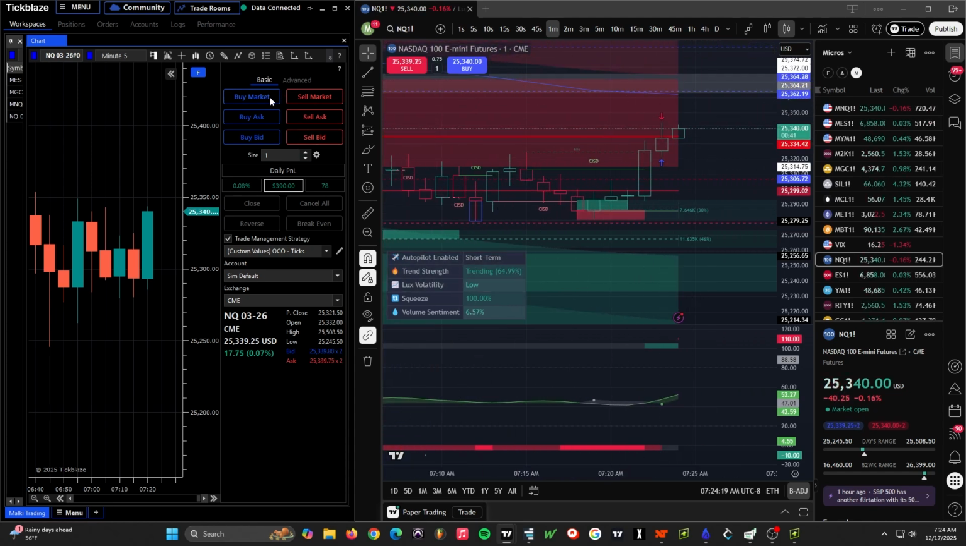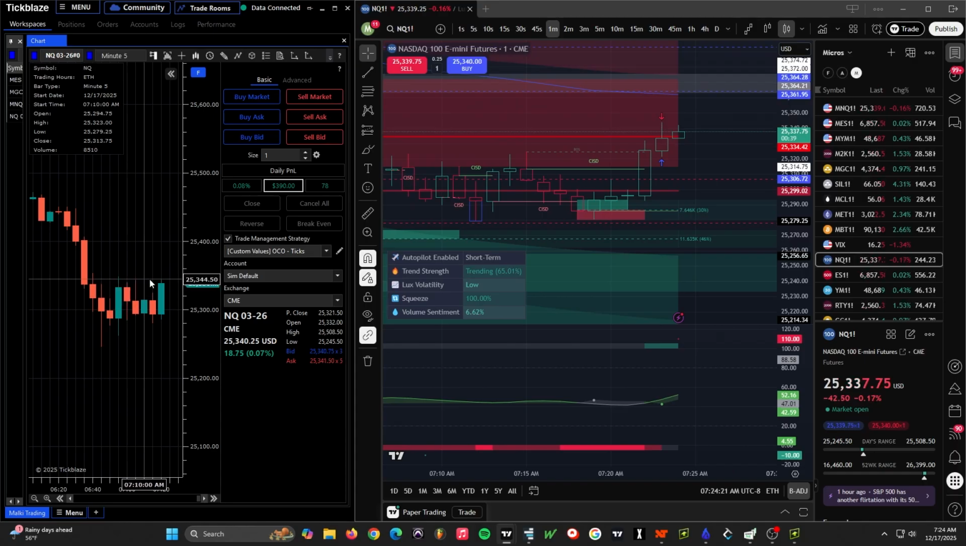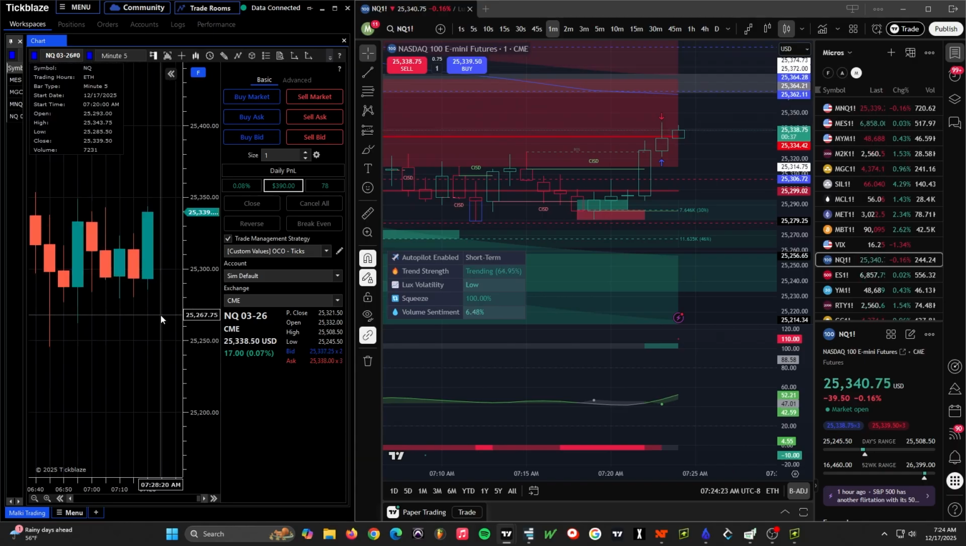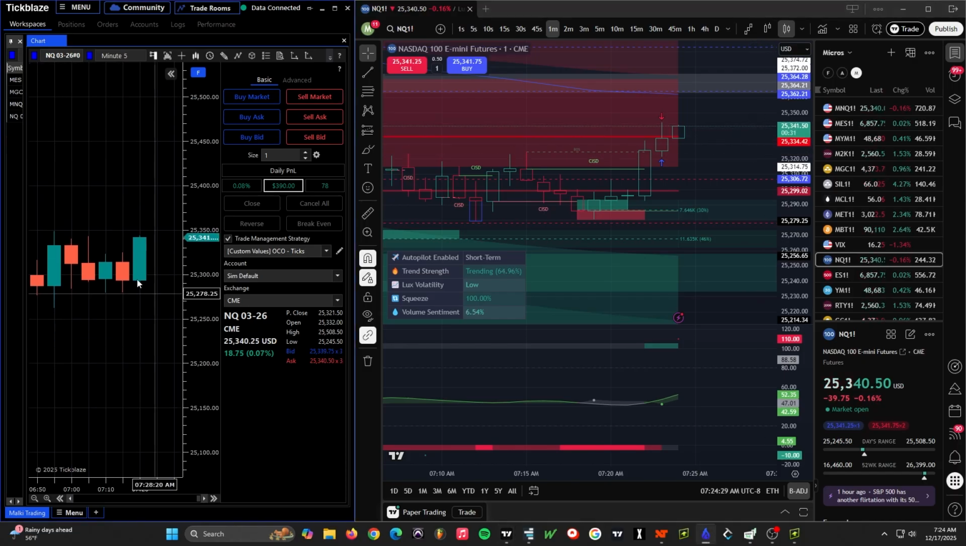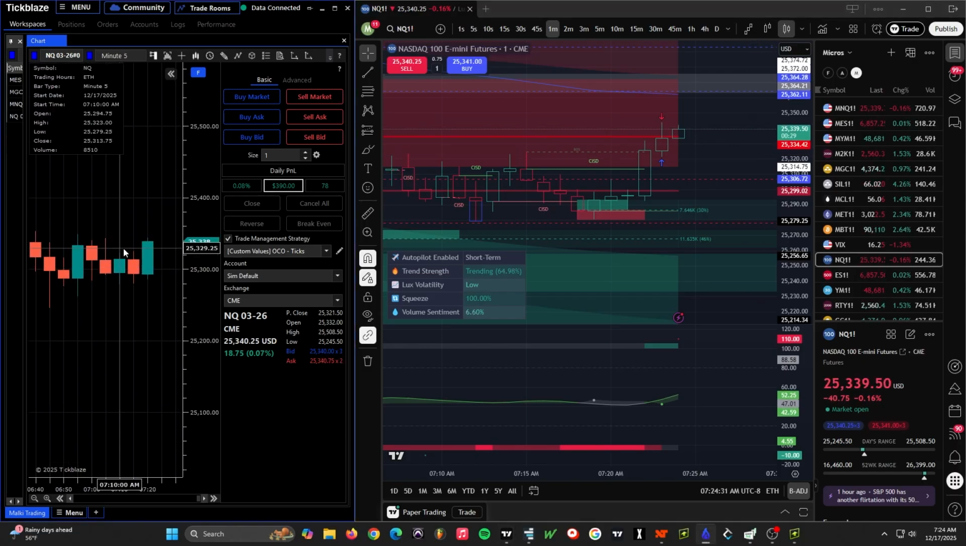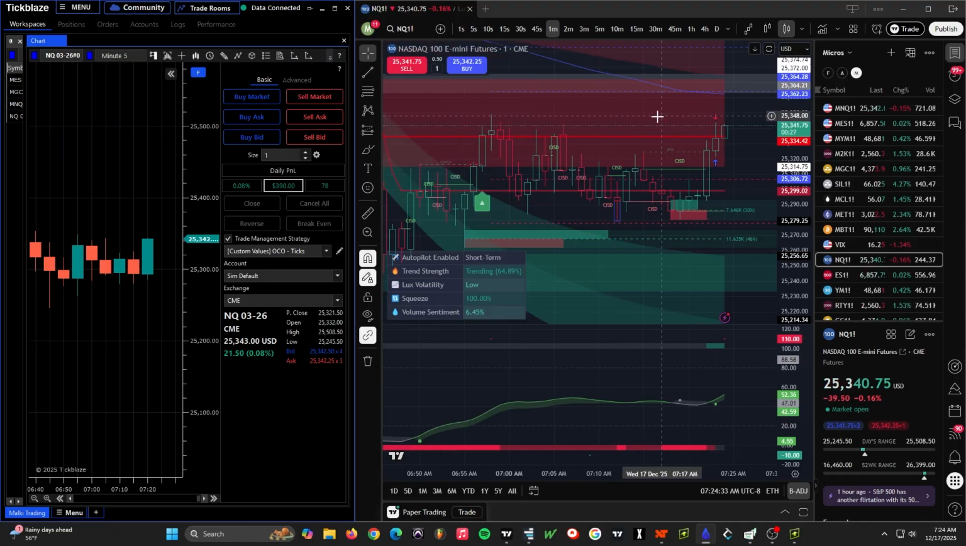I don't know. I don't like it. It's kind of stuck in this range. I just don't like this range right here. I don't like ranging markets, you know what I mean? But obviously it could break out here. So if we break past this level, maybe I'll take a long. What is it?